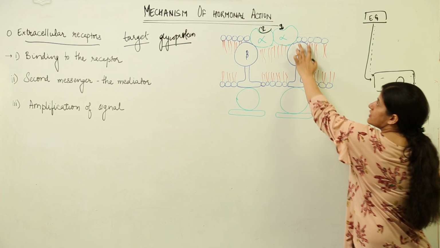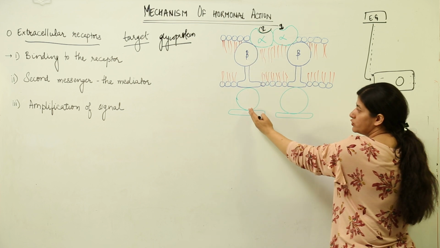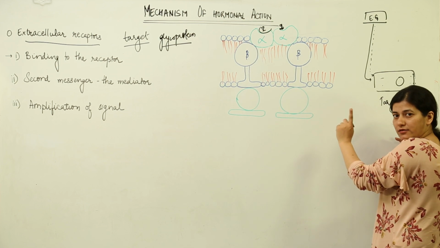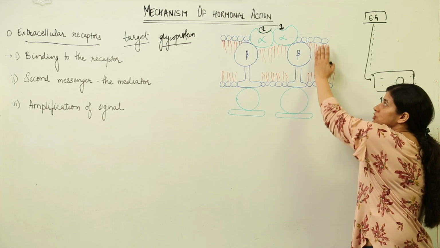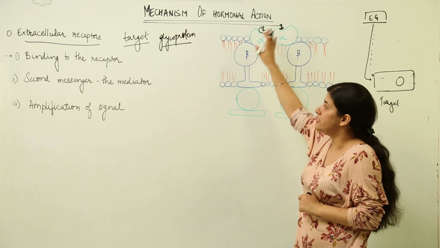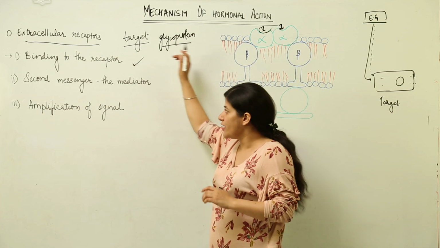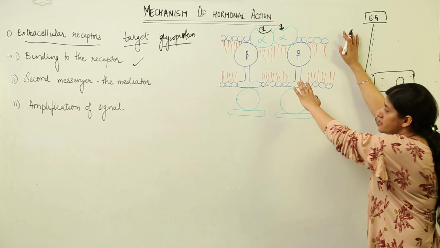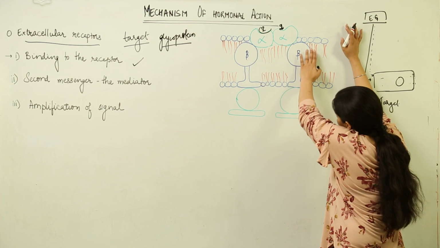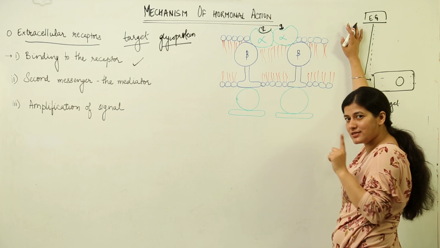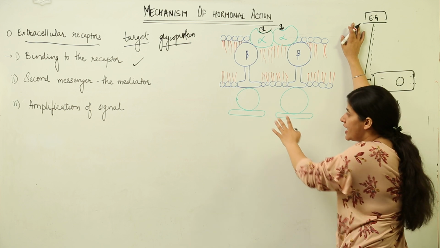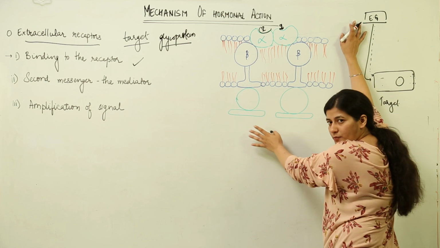So this is the extracellular receptor, this green to blue to green part, and I have represented a single extracellular receptor over here, present through the plasma membrane. Now what happens is the hormone comes and binds to the receptor. When this hormone binds with the receptor, there is a conformational change in the membrane part, that is the beta subunit.